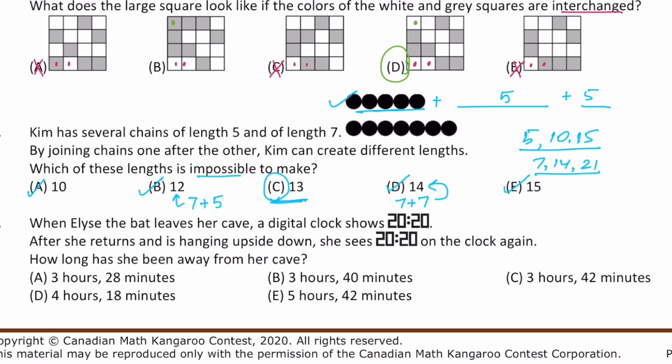Now I need to figure out if 12 or 13 is a possibility. Now for 12 or 13, if I just look at 7 plus 5, that is the length of 12. So that is not an impossible combination, hence it's 13. So these are the two ways you can do it. Or you can ask yourself, can I use the numbers 7 and 5 to make these numbers, or just 7 or 5?